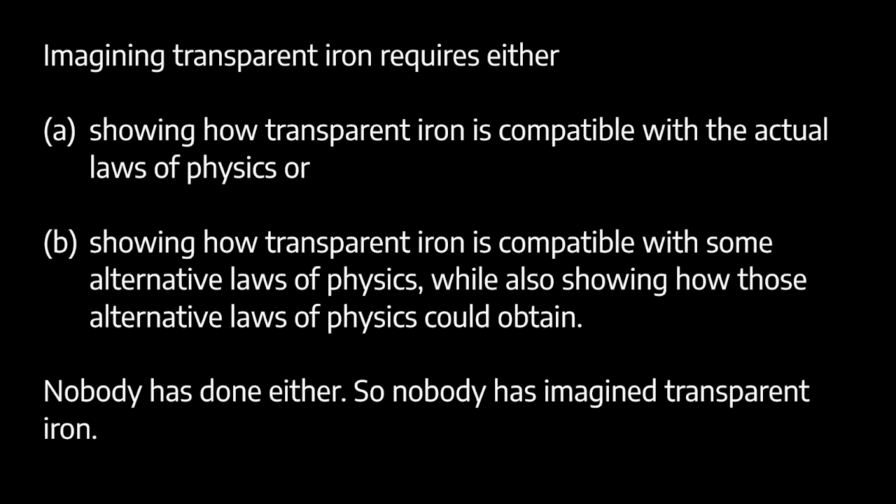I mean, I suppose we could proceed by, maybe if we accept something like a multiverse hypothesis, maybe there's some underlying mechanism that generates universes that have different laws. Again, we'd have to show how that could work in detail, right? And then maybe we could show that there are universes that could have these alternative laws of physics where there might be transparent iron. But again, nobody's ever done this. So we haven't imagined transparent iron. We have not conceived of transparent iron, and there's just no reason to think that it is actually possible.